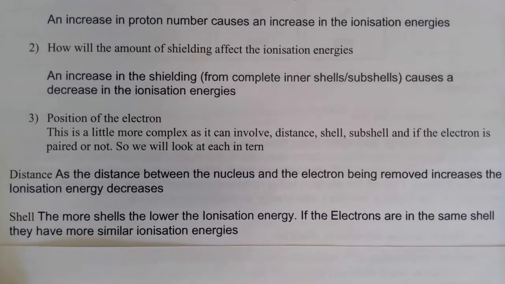Shell and distance are strongly related because the higher the shell number, the further the electron is away from the nucleus. So if the electrons are in the same shell, they will have similar ionization energies. This is partly because the shielding remains roughly constant.